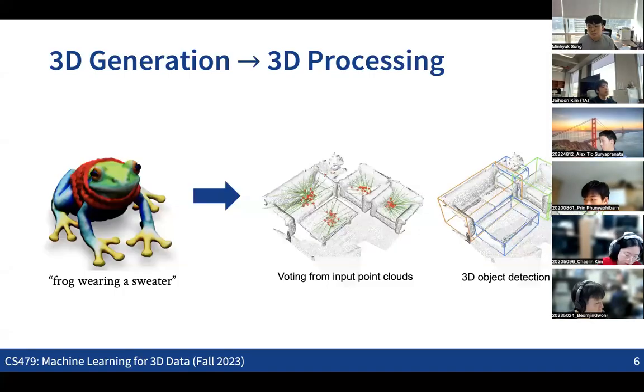Okay, so let's move on to today's topic. So far we have discussed lots of topics about 3D reconstruction and also generation. NeRF was the state-of-the-art technique for 3D reconstruction from multi-view images, and then we moved on to few-shot reconstruction and zero-shot reconstruction. Actually, zero-shot reconstruction is basically 3D generation.